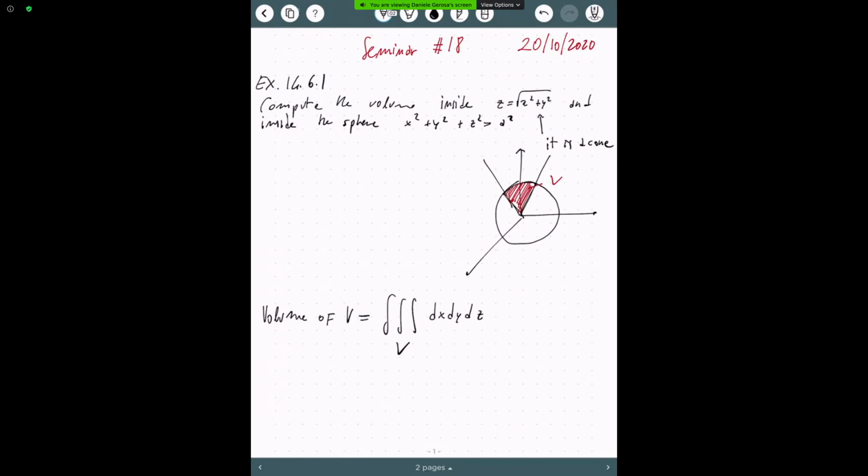Of course, we are in a situation in which it's not recommended to use Cartesian coordinates. We have a sphere, we have a cone. The idea here is to use spherical coordinates. We want to use the spherical change of variable then. So what are the spherical coordinates?